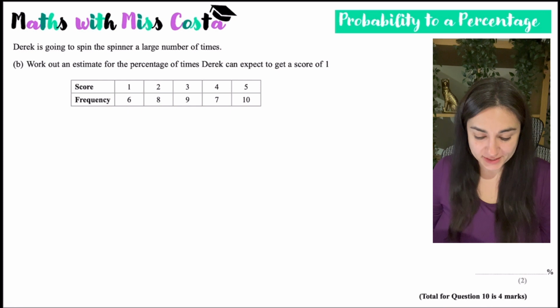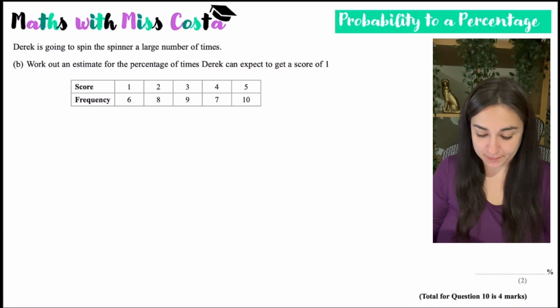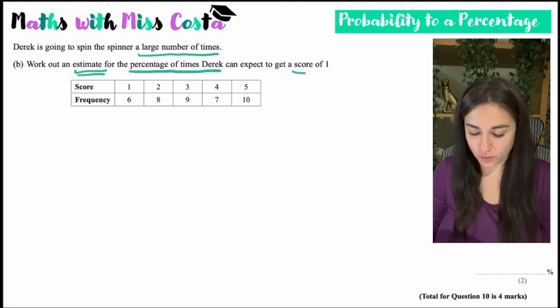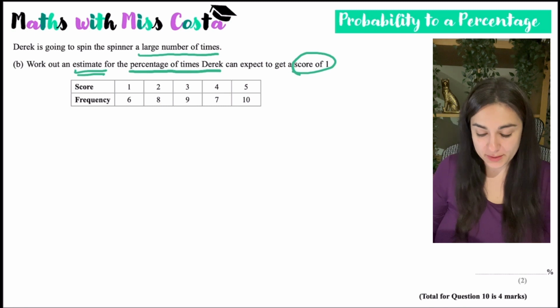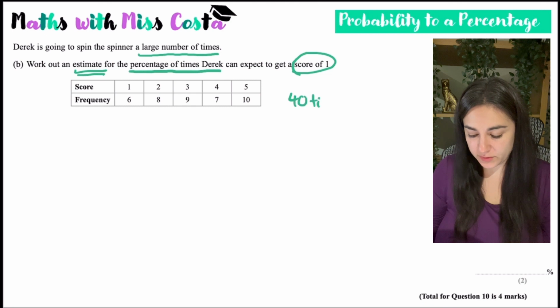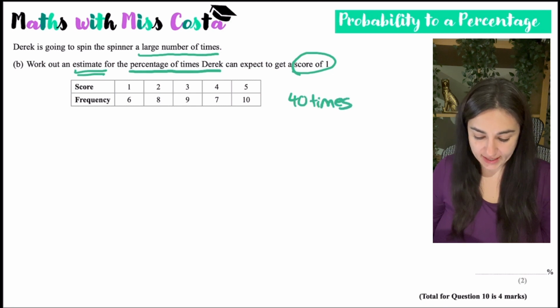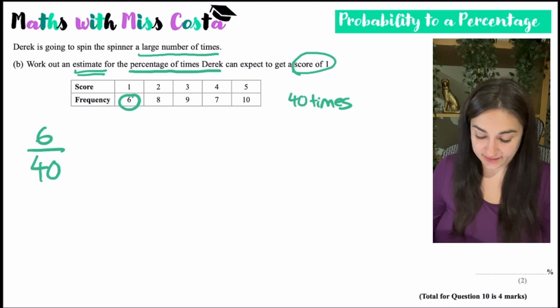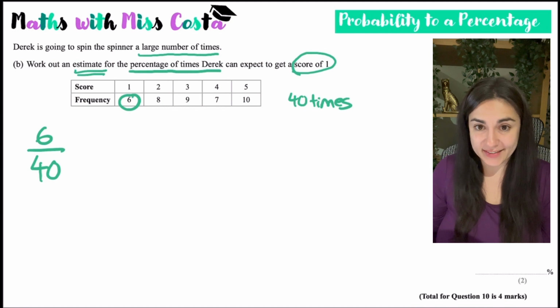Okay, in this part of the question, I'm told that Derek is going to spin the spinner a large number of times, and to work out an estimate for the percentage of times Derek can expect to get a score of 1. So what's the probability of getting a score of 1? Well, I know that when the spinner was spun 40 times, there was a 6 out of 40 chance of getting a 1. And what I want to do is turn this into a percentage. So the probability of getting a 1 is 6/40, and I now need to turn this into a percentage.